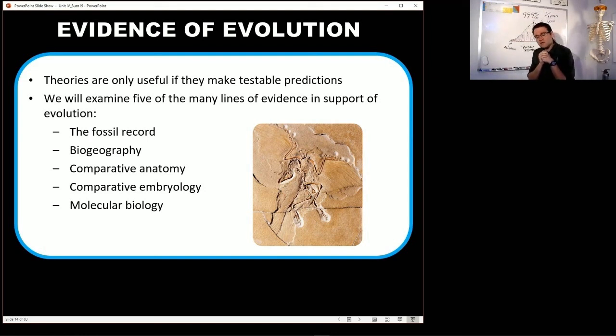Biogeography takes a look at where fossils are located, but also where living organisms are today. And it tries to map out how organisms migrated from one area to another over evolutionary time. So in order to understand biogeography, you have to understand a little bit about how the shape and the landscape of Earth has developed over time.